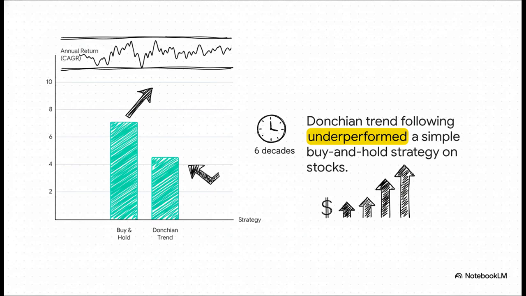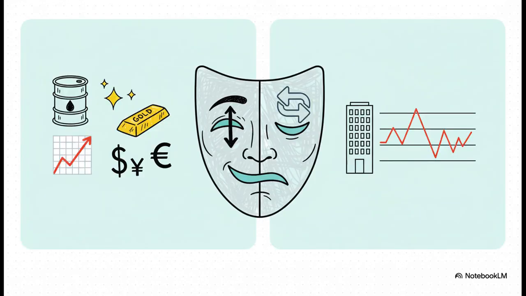Check this out. When you backtest the classic buy the breakout strategy on the S&P 500, going all the way back to 1960, it actually underperformed just buying and holding the index. We're talking about a 4.57% annual return compared to over 7% for just sitting on your hands. Ouch. And this, right here, is the modern twist.